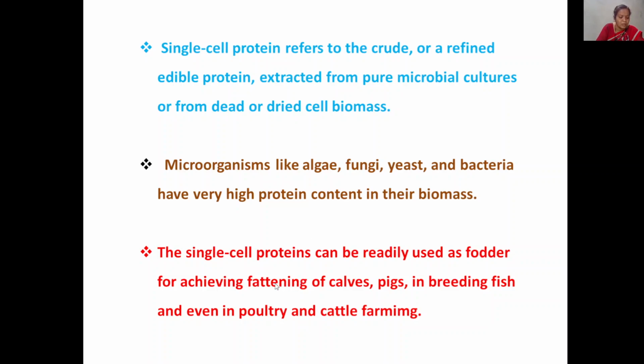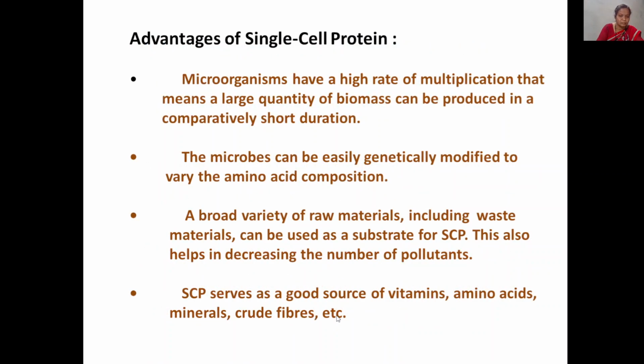Then the high quality proteins produced by microorganisms like algae and fungi can be used as a supplement in human and animal feed. Single cell protein can be readily used as fodder for fattening of calves and pigs, in breeding fish, and even in poultry and cattle farming. Here are the microorganisms used for the production of SCP. Some examples.